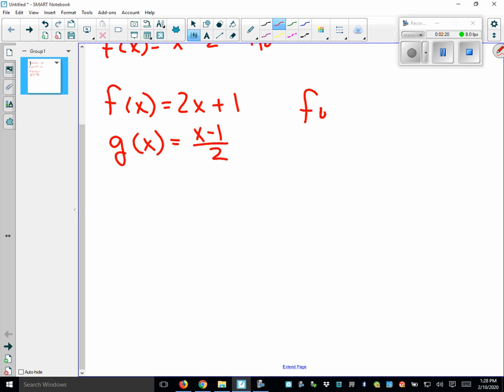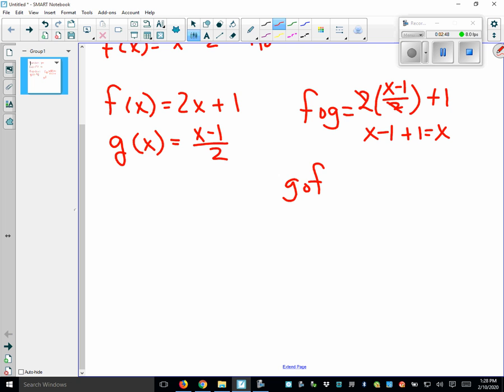Isn't f of g equal to 2 times x minus 1 over 2 plus 1? So it is x minus 1 plus 1, which is x. Is that what you're doing? f of g and g of f.